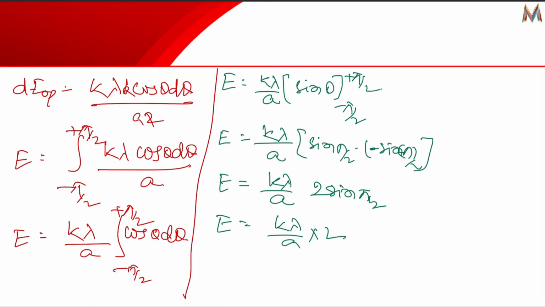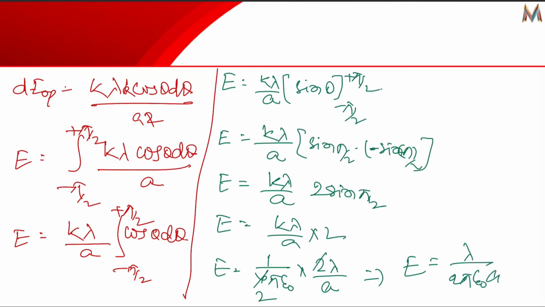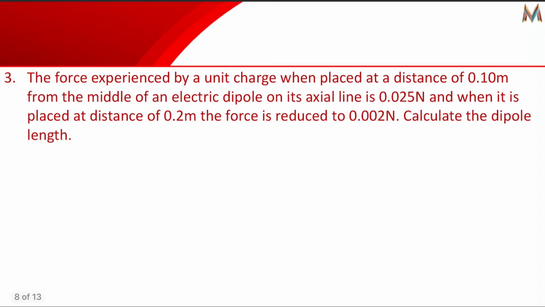And from that, if you write the value of K, it will be 1 upon 4 pi epsilon naught into 2 lambda by A. Finally, this 2 and this 4 will get cancelled, so E will be equal to lambda by 2 pi epsilon naught A. That will be the final answer. Okay. Now come to the next question. This is the next question.